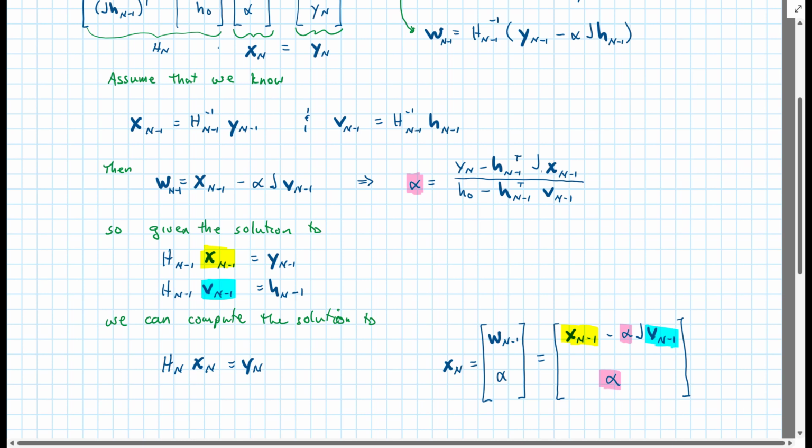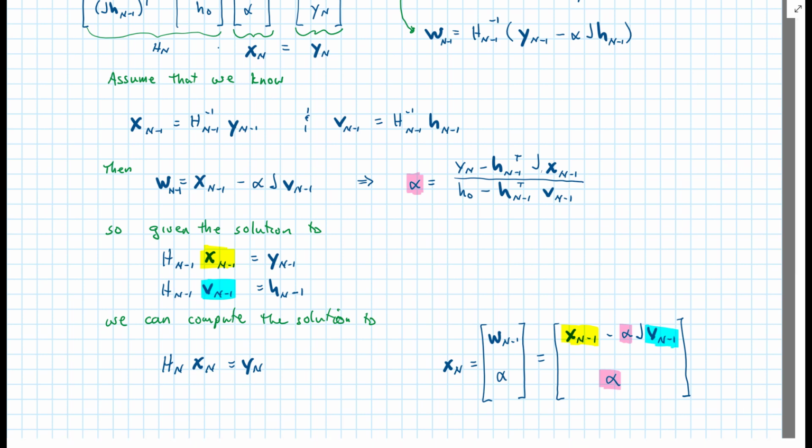And so solving the general case involves solving that specific right-hand side and then using one extra step to come up with the solution for the general right-hand side.